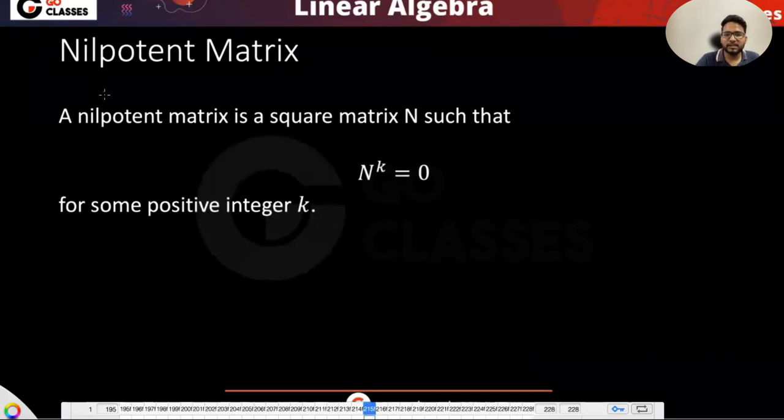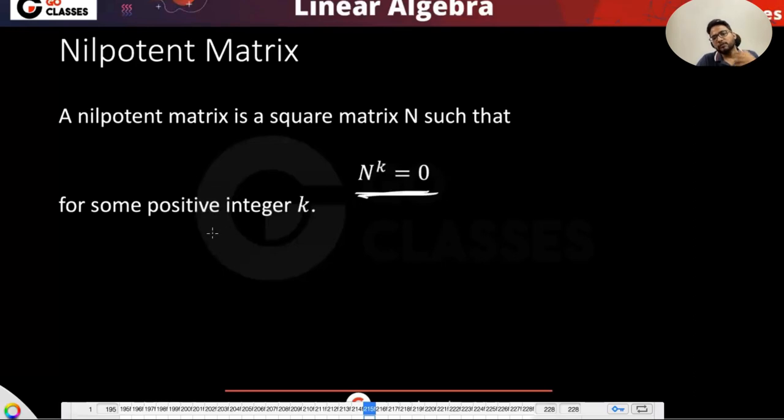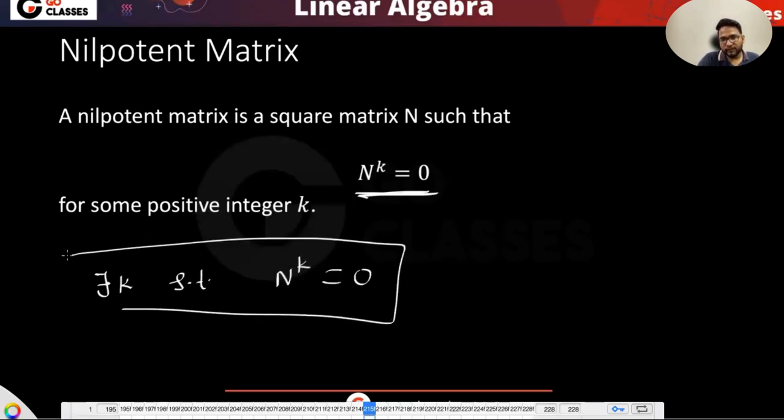Now let's see one more definition, which is nilpotent matrix. A nilpotent matrix is a square matrix N such that N power k equal to 0, for some positive integer k, which means there exists a positive integer k such that N power k is equal to 0. If that is the case, then it is called a nilpotent matrix.